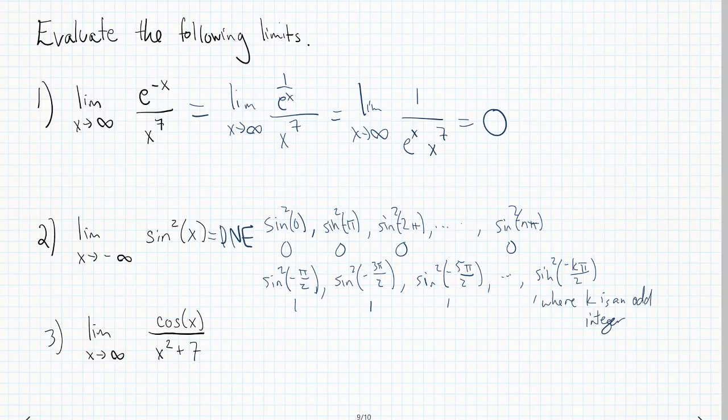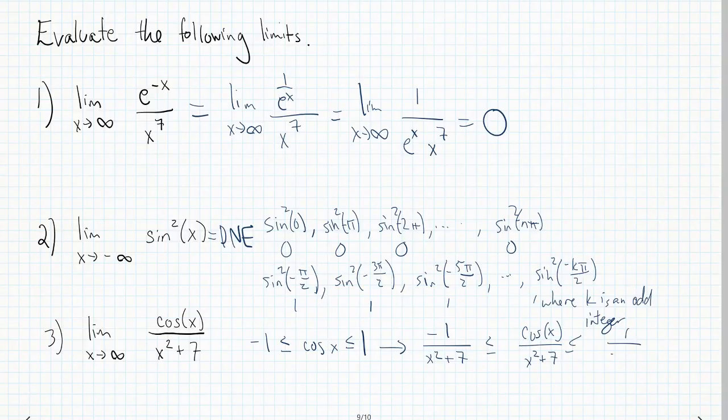Now keep that in mind, because you look at the next one, you might say, okay, so that's a does not exist. Well, no. And the reason why here our game changes a little bit, first off, you can do negative 1 is less than or equal to cosine x is less than or equal to 1. Now we can make that by multiplying everything by 1 over x squared plus 7. So we get negative 1 over x squared plus 7 is less than or equal to cosine x over x squared plus 7. And that's less than or equal to 1 over x squared plus 7.